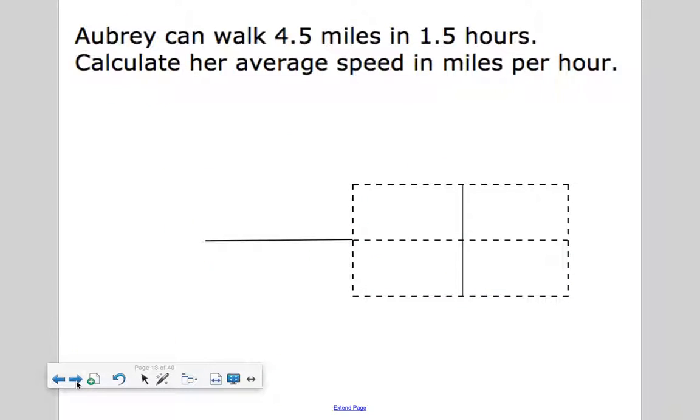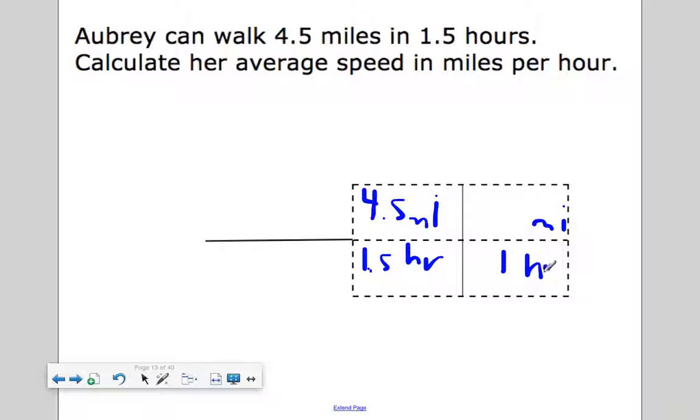Aubrey can walk 4.5 miles in 1.5 hours. Calculate her average speed in miles per hour. So we have 4.5 miles. Let's set up as a rate. 1.5 hours. Again, what is a rate? A rate is comparing two quantities with different units. So 4.5 miles in 1.5 hours. It said per hour. Each hour, 1 hour.